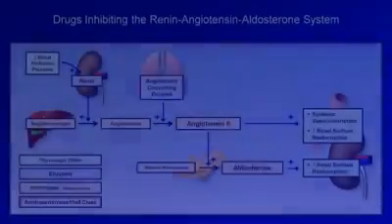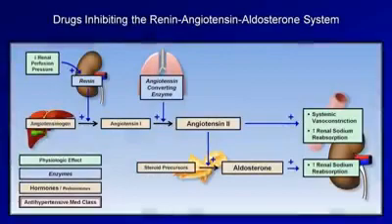To introduce the classes of antihypertensives, I'm going to bring back some diagrams from the introductory video on hypertension. In that video, I discussed that the two major physiologic systems which were indisputably involved in the development of hypertension were the renin-angiotensin-aldosterone system and the sympathetic nervous system. So here's a diagram of the first of those two.